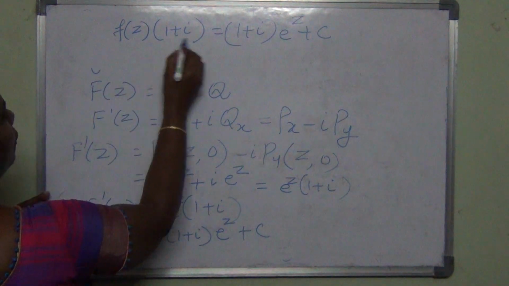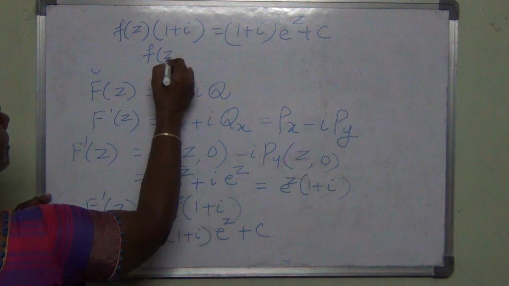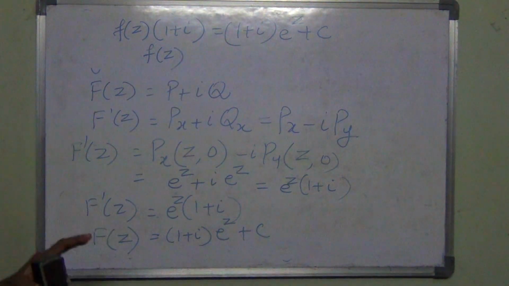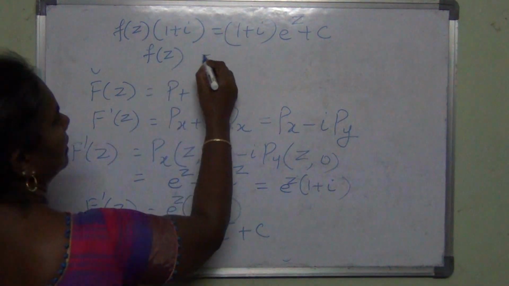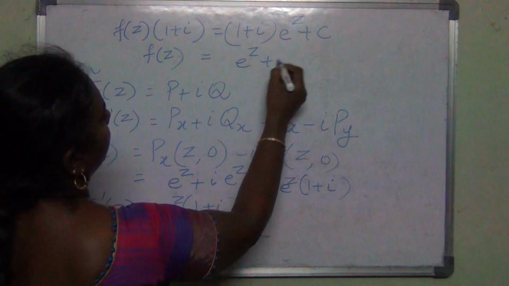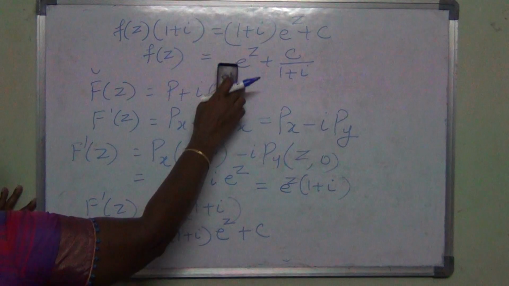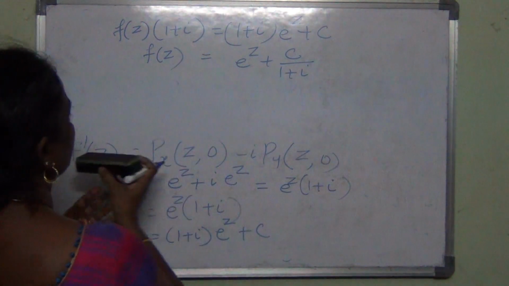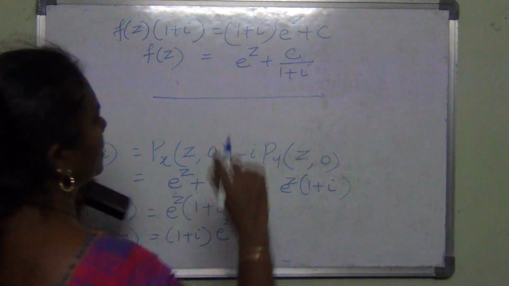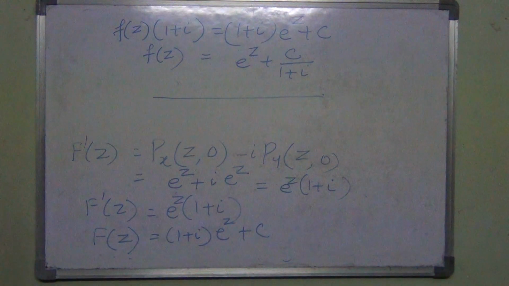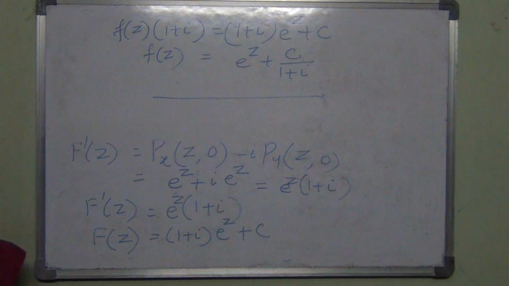Now dividing throughout by 1 plus i, since our aim is to find f of z, the analytic function, f of z is equal to e power z plus c by 1 plus i. So this is the analytic function. Hence you can determine the analytic function just by replacing capital F of z equal to 1 plus i into f of z.